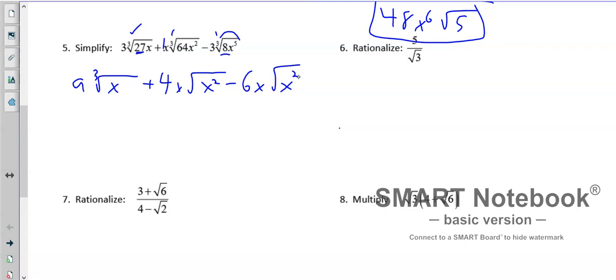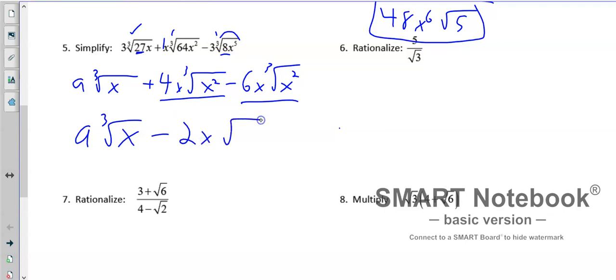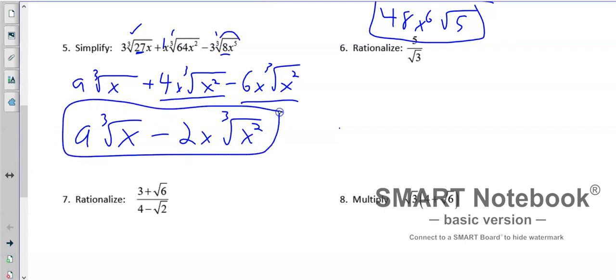Now, notice, these are the same: 4x and 6x, and x squared and x squared. So we can combine them. So the 9 cube root, oh, I forgot my cubes here. That was silly of me. 9 cube root of x, 4 minus 6 is negative 2 x cube root of x squared. Final answer.